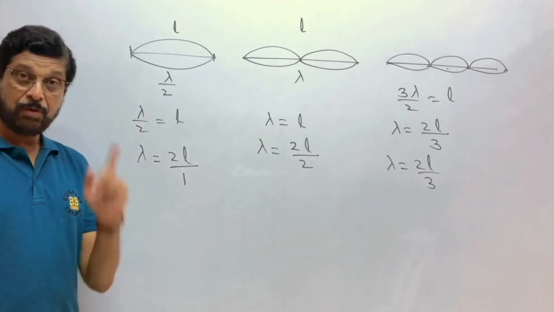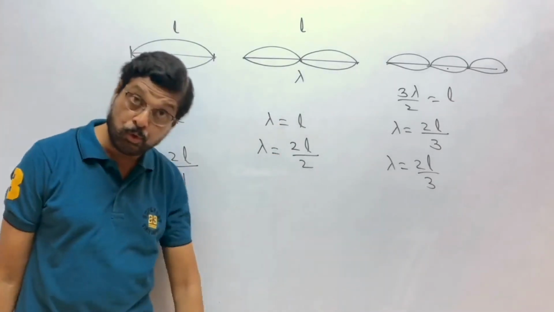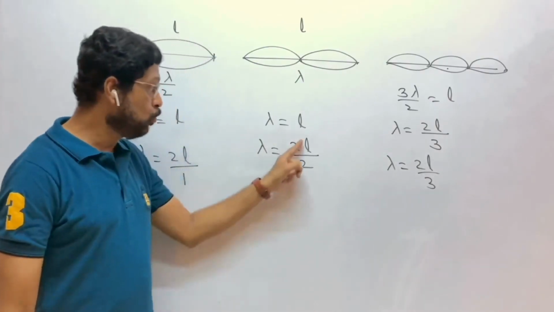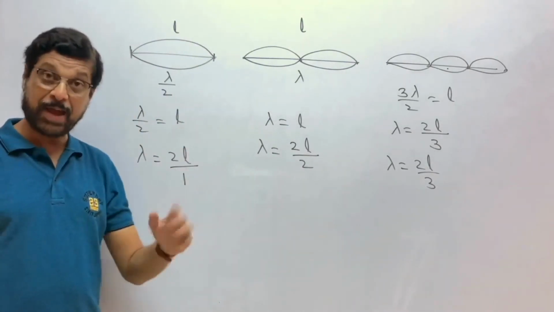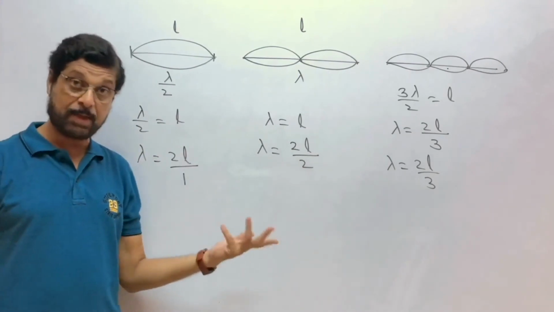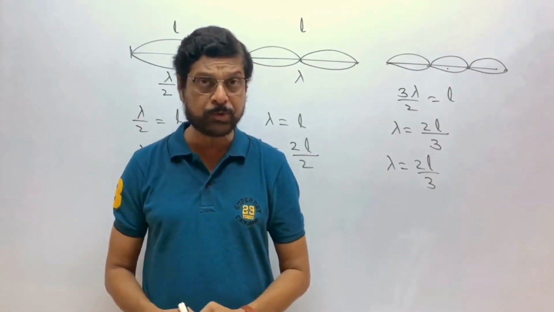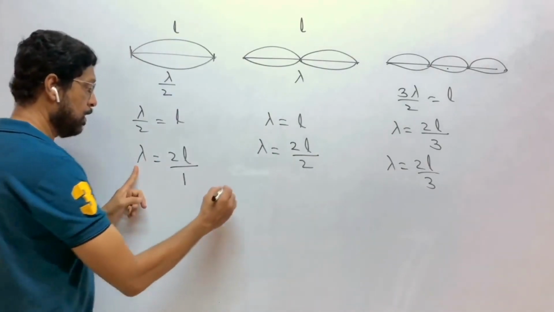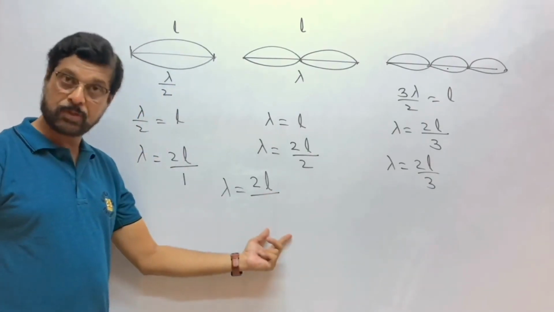Observe it. For one loop, lambda is 2L by 1. For two loops, lambda is 2L by 2. For three loops, lambda is 2L by 3. Means lambda is 2L upon number of loops. Right? In general, lambda is 2L upon number of loops or harmonic number. क्योंकि number of loops is same as harmonic number. First harmonic में कितने loops होते हैं? One loop. Second harmonic में कितने loops हैं? Two loops. Third harmonic में कितने loops हैं? Three loops. Means in general, lambda is equal to 2L upon number of loops or harmonic number.